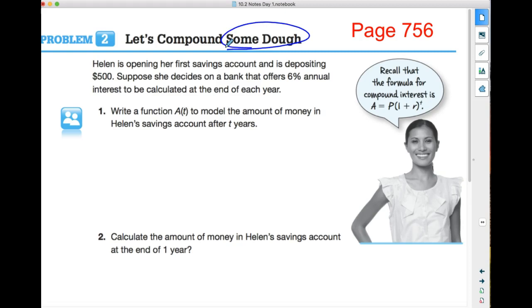Helen's opening her first savings account. She's depositing $500. Suppose she decides a bank that offers 6% annual interest. If you find any bank that gives you 6% annual interest, get all over it, because they don't even pay a percent usually. It's usually a percent of a percent. So it's really not a realistic example, but they're just showing us how to use an interest formula, okay?